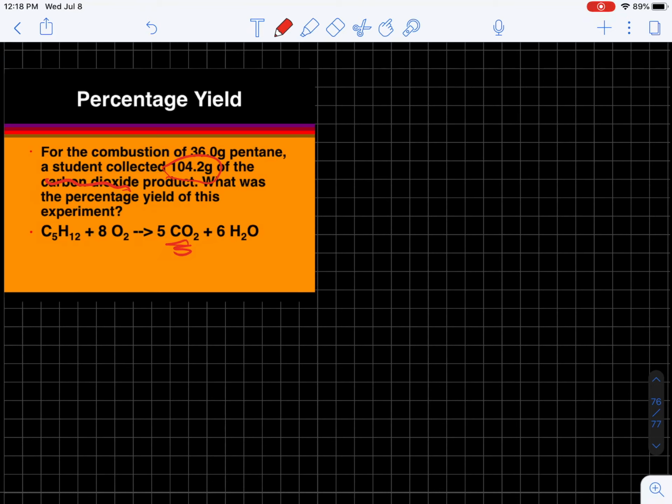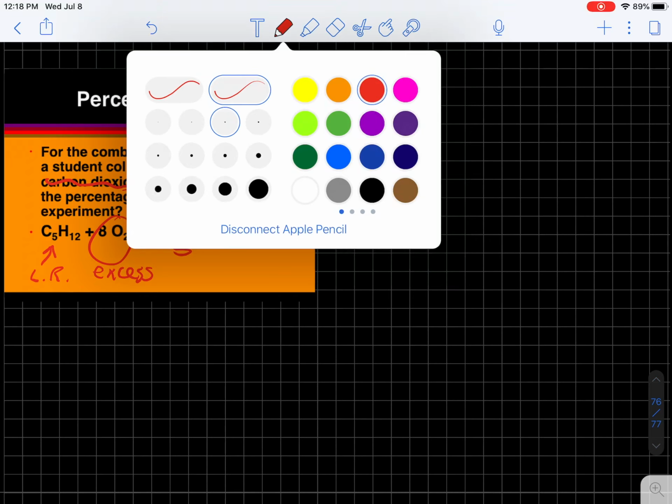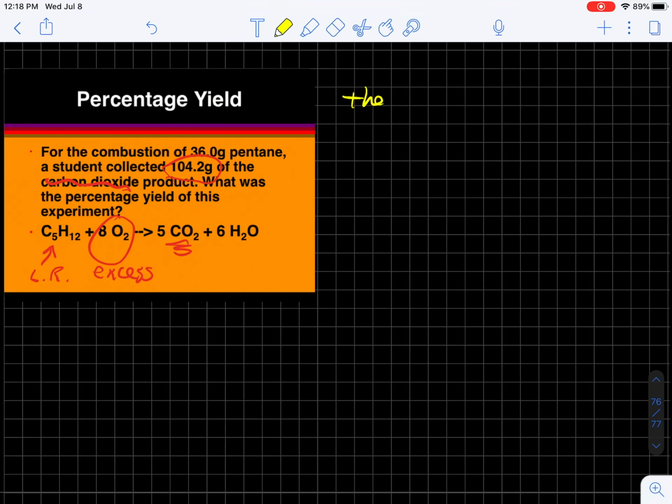Okay, well, what about our theoretical yield? Well, we're going to have to calculate that. So is this a limiting reagent problem or an excess reagent? All right, they don't mention the oxygen needed for the burning, so that's going to be an excess. But they do mention how much pentane, so that's going to be our limiting reagent. So let's calculate our theoretical yield. Do a little stoichiometry here.